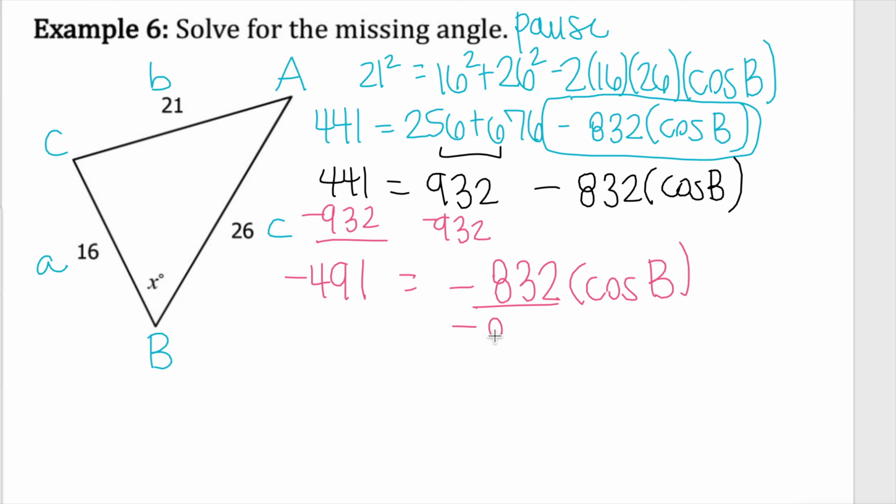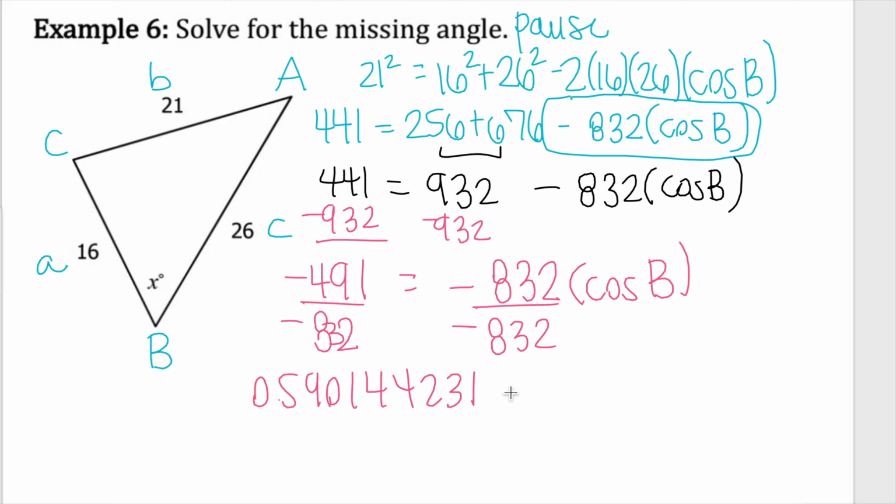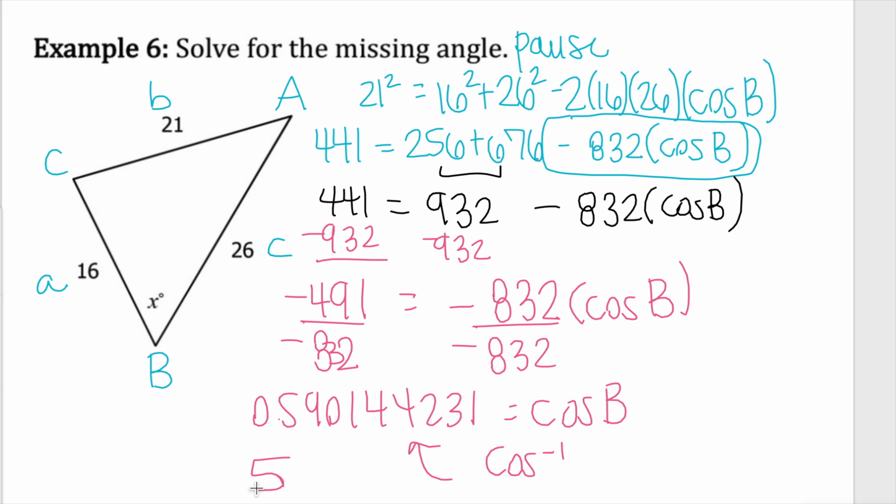Then final step, dividing by negative 832 on both sides. Well, next to final step. Negative 491 divided by negative 832, I got decimal 0.590144231, which is equal to the cosine of B. So the inverse cosine of this decimal, I got 53.8, is equal to x. And there we have it.